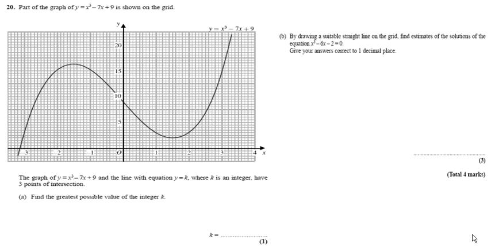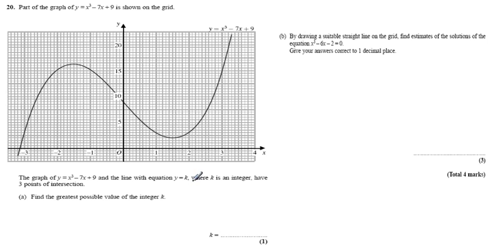Right, this is one of those graph questions that everyone enjoys so much, where you have to work out what's going on with the graph and the extra lines. So we've got x cubed minus 7x plus 9 drawn, looks like that. And it says the graph of y equals x cubed minus 7x plus 9 and the line with equation y equals k have 3 points of intersection.